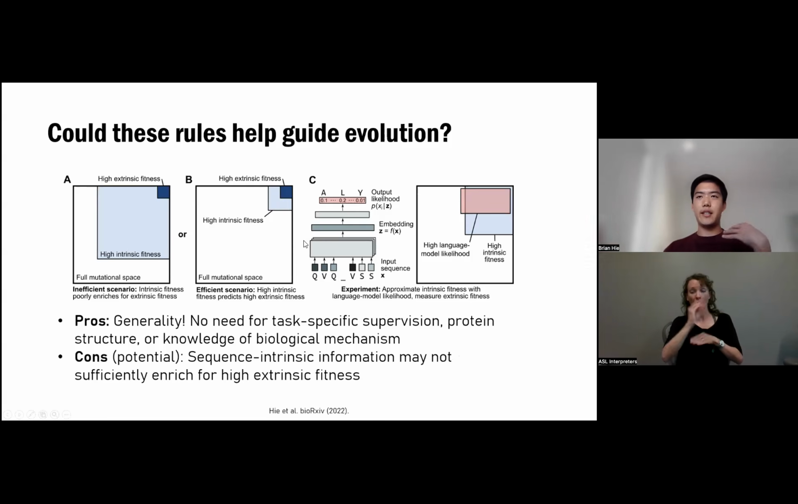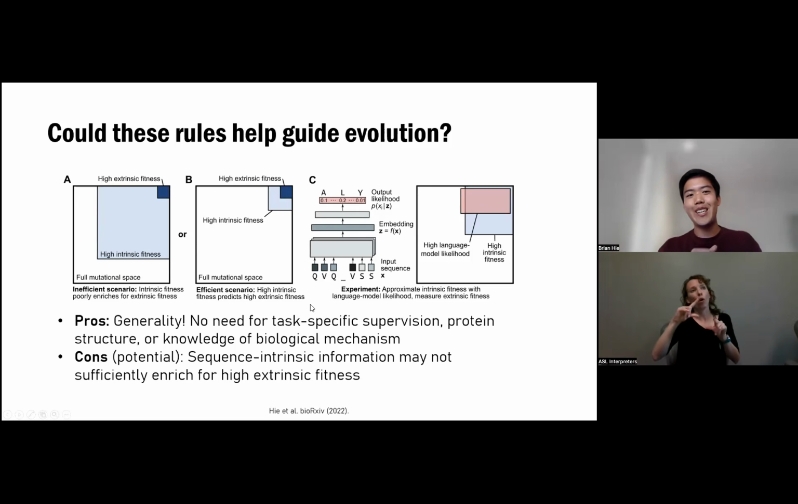And because we're using sequence intrinsic models, you don't need protein structure as well. And we're also jumping directly to extrinsic fitness. So you actually don't need to know the biological mechanism by which a change in the amino acid sequence will affect that phenotype. So this is actually a very, very general setting. You would just need a wild type sequence and some assay for measuring extrinsic fitness.